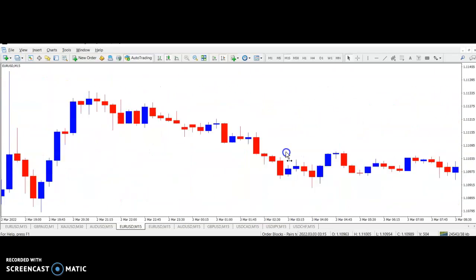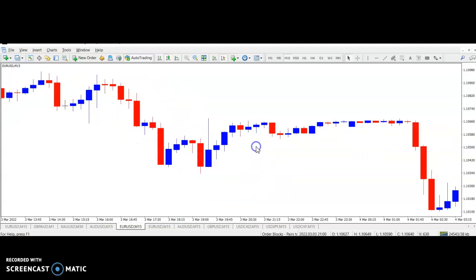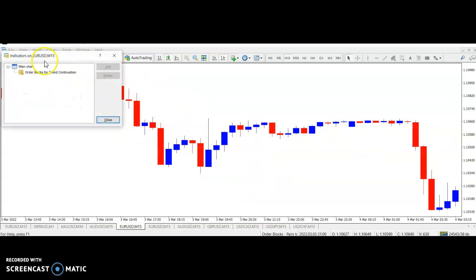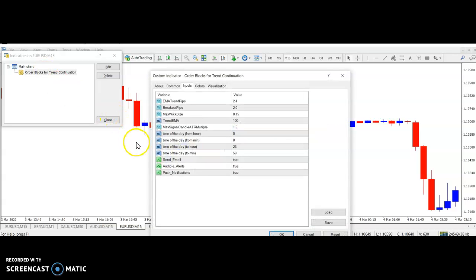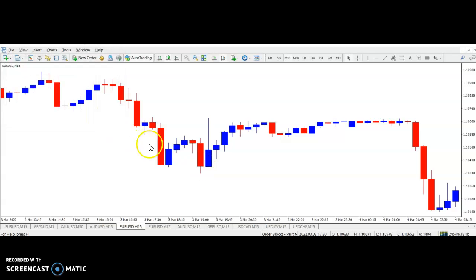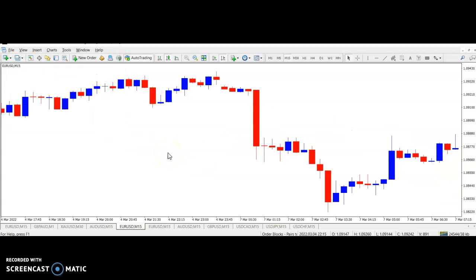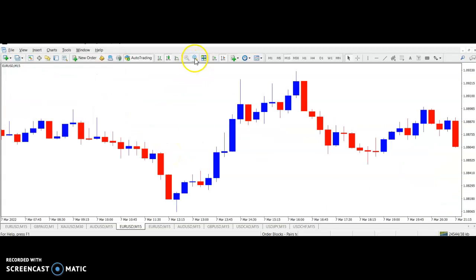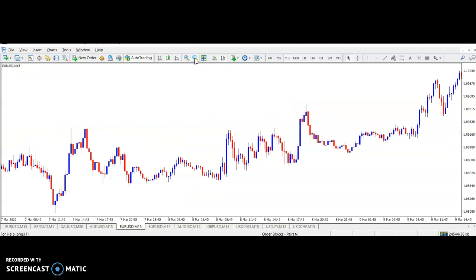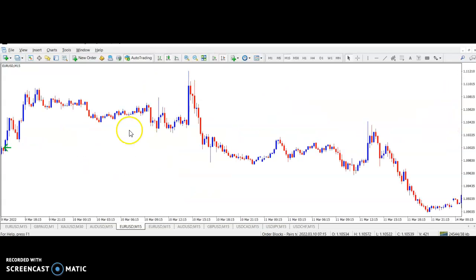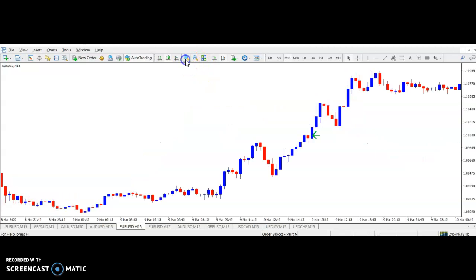Oh, by the way, I'll show you my settings as well. This is for EURUSD M15. Those are the settings that I use anyway. Let's have a look for another one. Let's just zoom out a bit. They don't come very often, these, but when they do, they work really quite well.